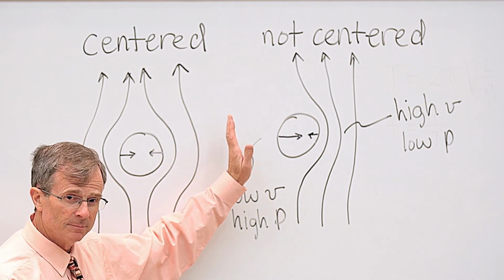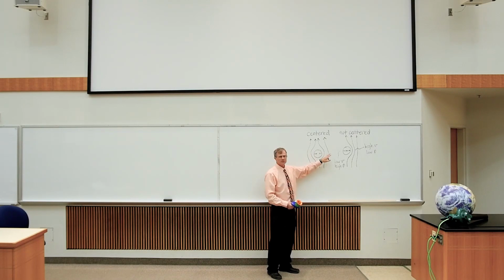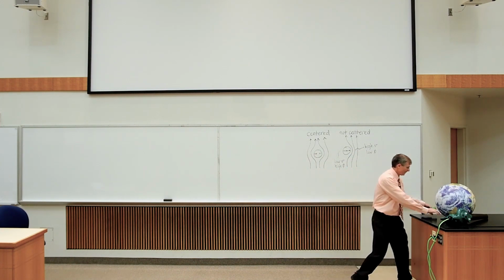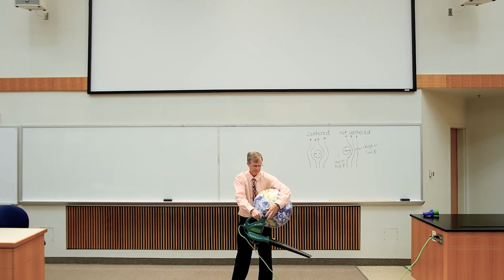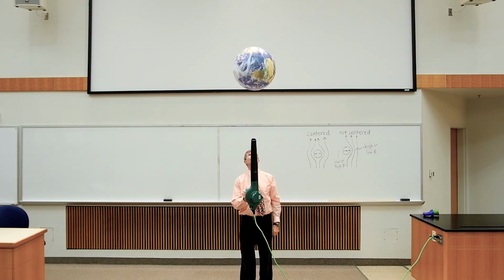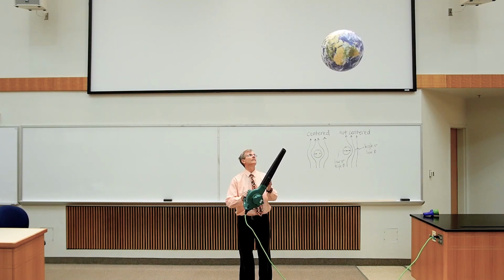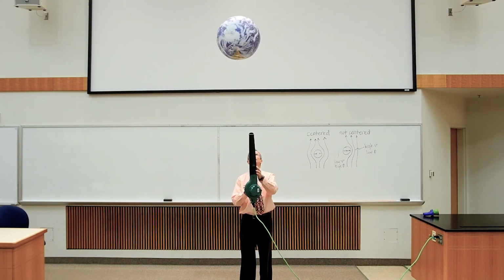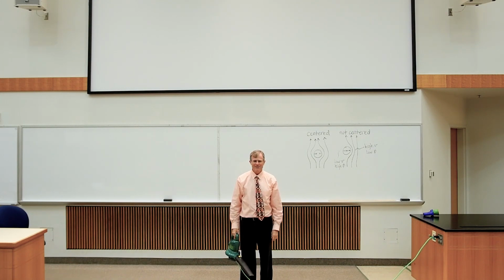The atmospheric pressure from the left wins and pushes the ball back into the centered configuration, where now you've got equal pressures on each side and the ball is happy. So you can take this up to any scale that you want to, including this rather large scale demonstration. And that is Bernoulli's principle.